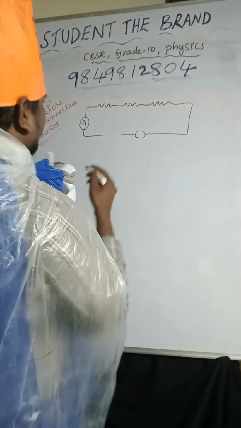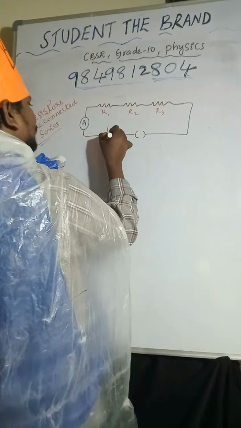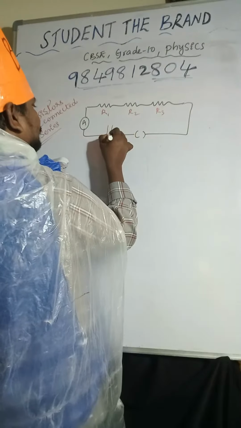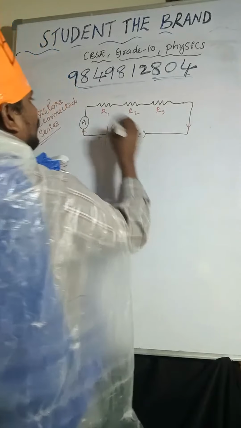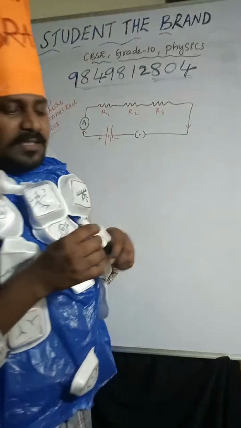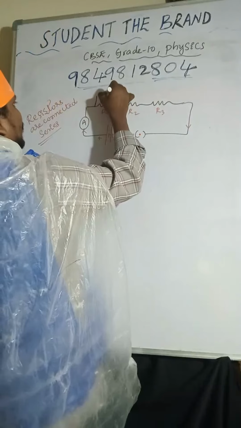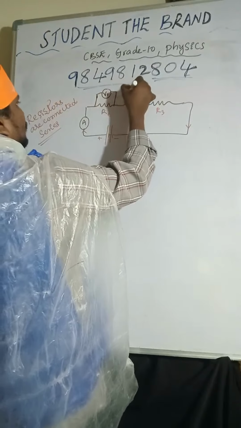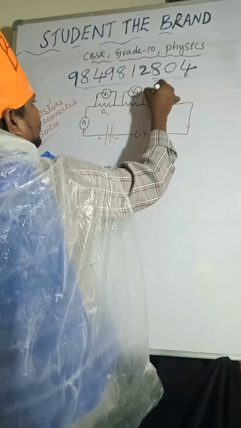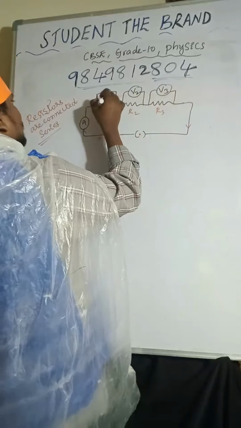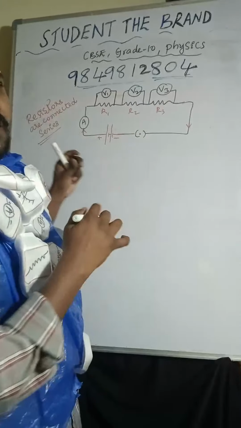Now you can observe here, this is R1, R2 and R3, and this is the battery, with positive terminal and negative terminal, and current is flowing. Across R1 I am taking V1, across R2, V2, and across R3, V3. So for 3 resistors, I connected 3 voltmeters, in series combination.